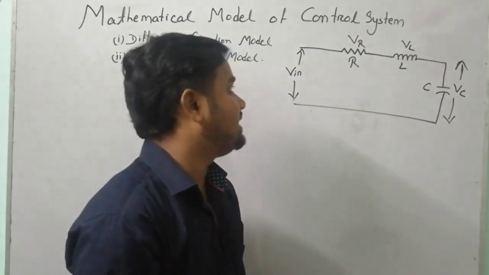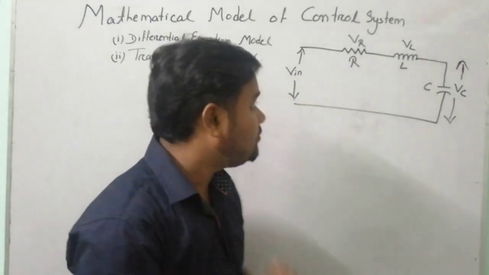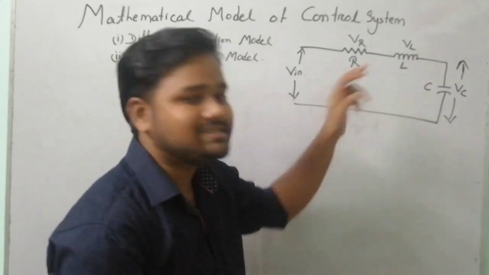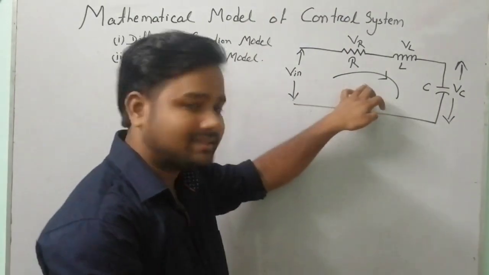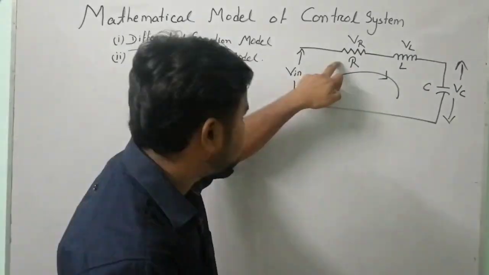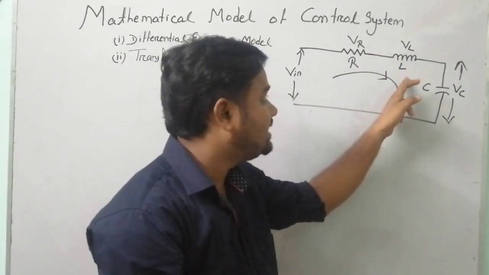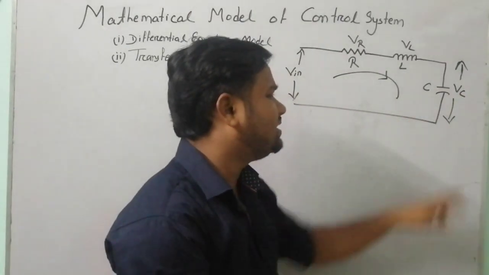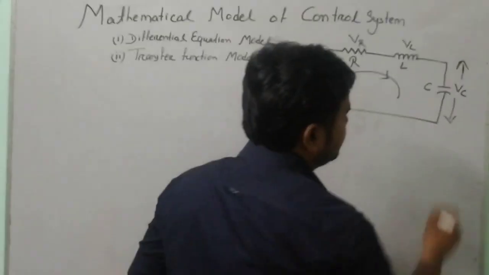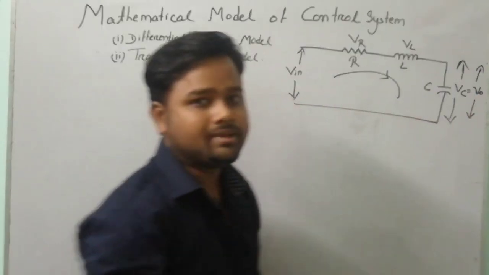We know that in electrical engineering there are three passive elements. One is the resistor, one is the inductor, and one is the capacitor. If we consider a series RLC circuit, then the circuit will be like this. The input voltage is here, and resistance, inductance, and capacitance are here. The voltage drop across the resistor is VR, the inductor is VL, and the capacitor is VC. The output voltage V0 is equal to VC.